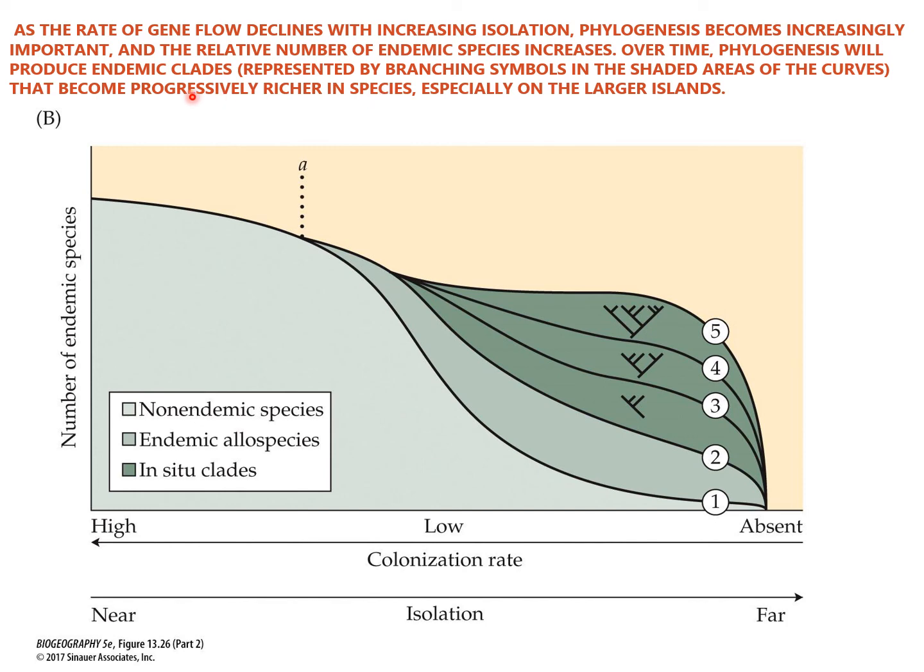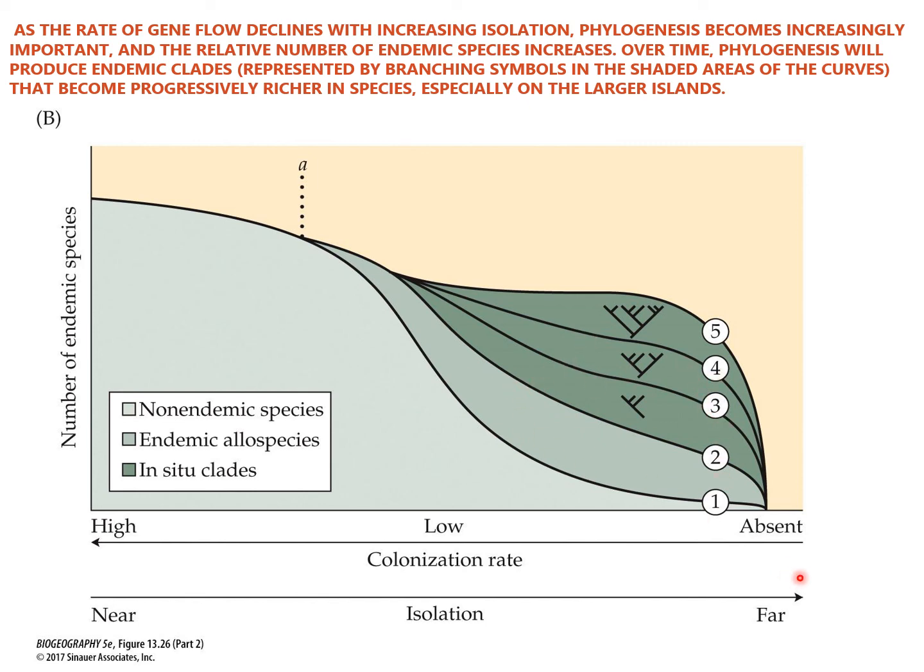Over time, phylogenesis will produce endemic clades, so entire groups of endemic organisms, in this figure represented by the branching symbols in these shaded areas. And that becomes progressively richer in species, especially on larger islands. So basically what this figure is saying is that the proportion of species that are endemic tends to increase as you increase in isolation. The non-endemic species decrease, and over time you get a greater proportion of endemic species as the total number of species decreases. And so that's basically what's going on there.